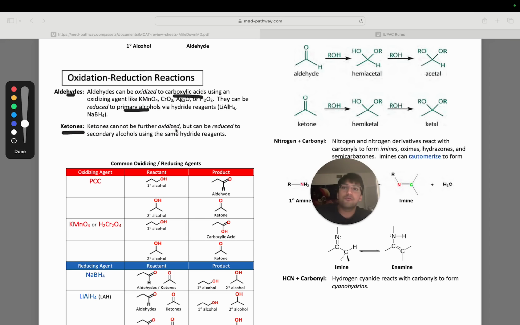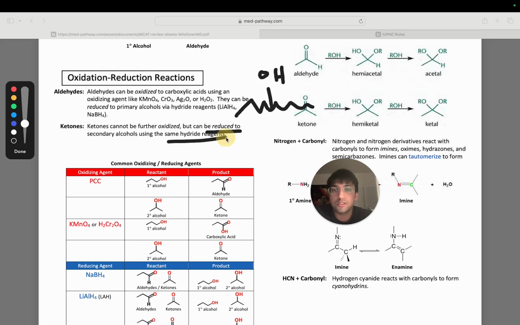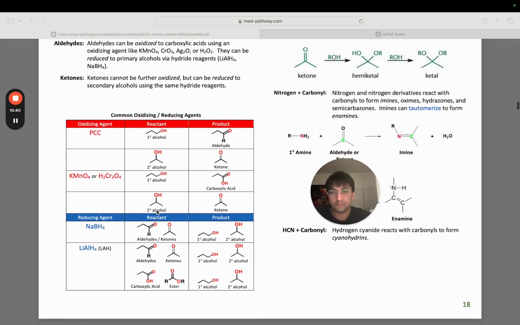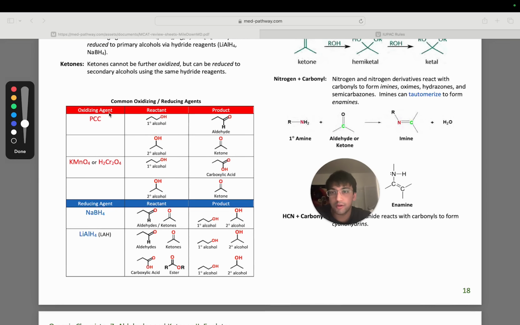Now, ketones cannot be further oxidized, right? This is the maximum oxidation that you're going to get to, but they can be reduced. What would they get reduced to? Well, an alcohol. And how do you reduce them? Well, you use the same hydride reagent. So you use this lithium, or you use the sodium. So yeah, for the MCAT, I memorized all of these.